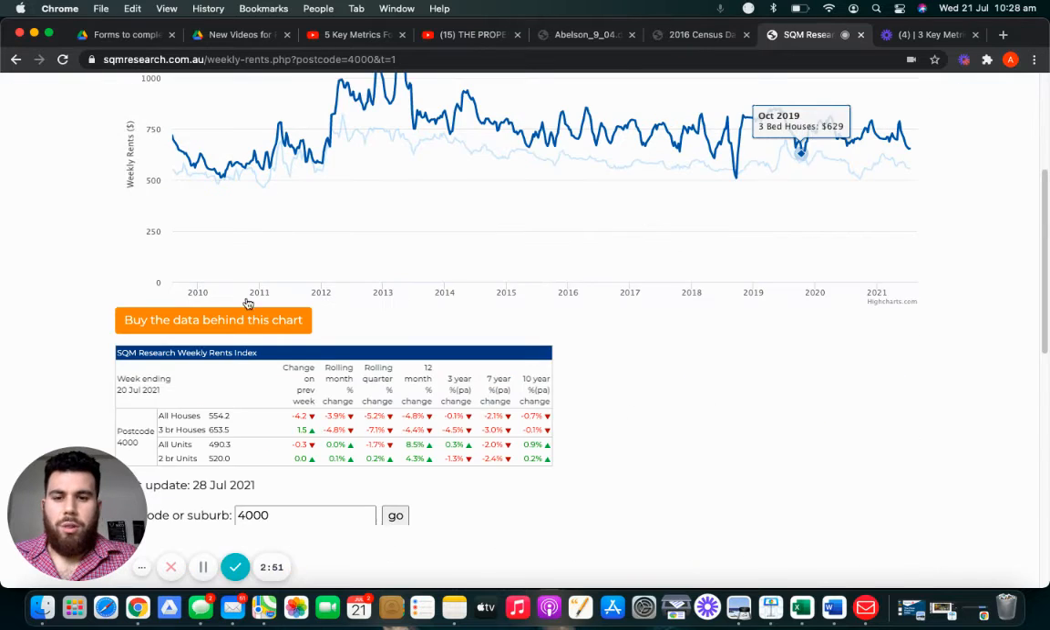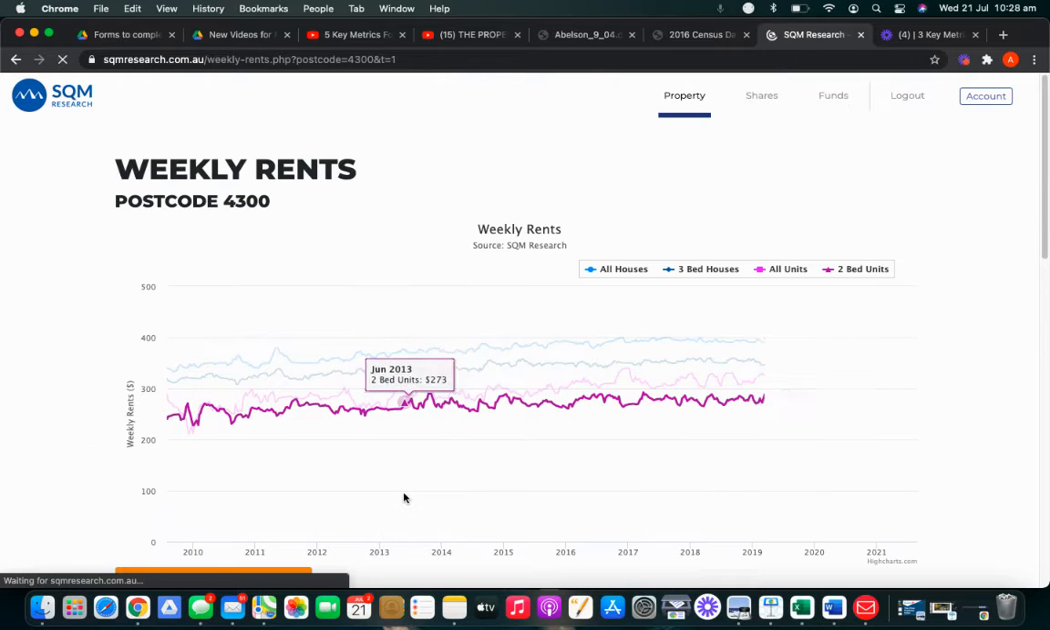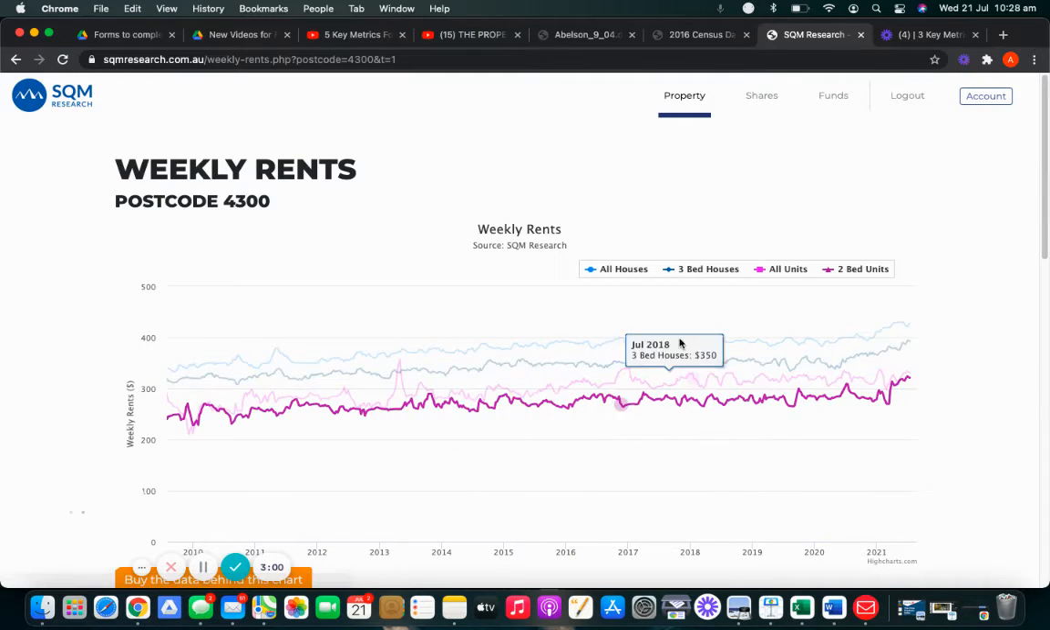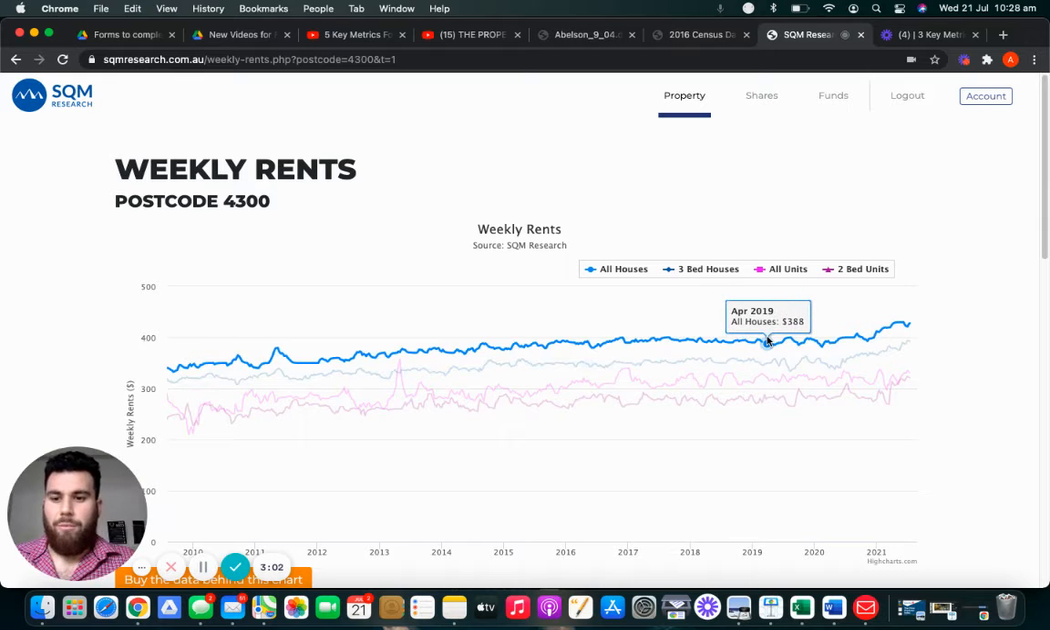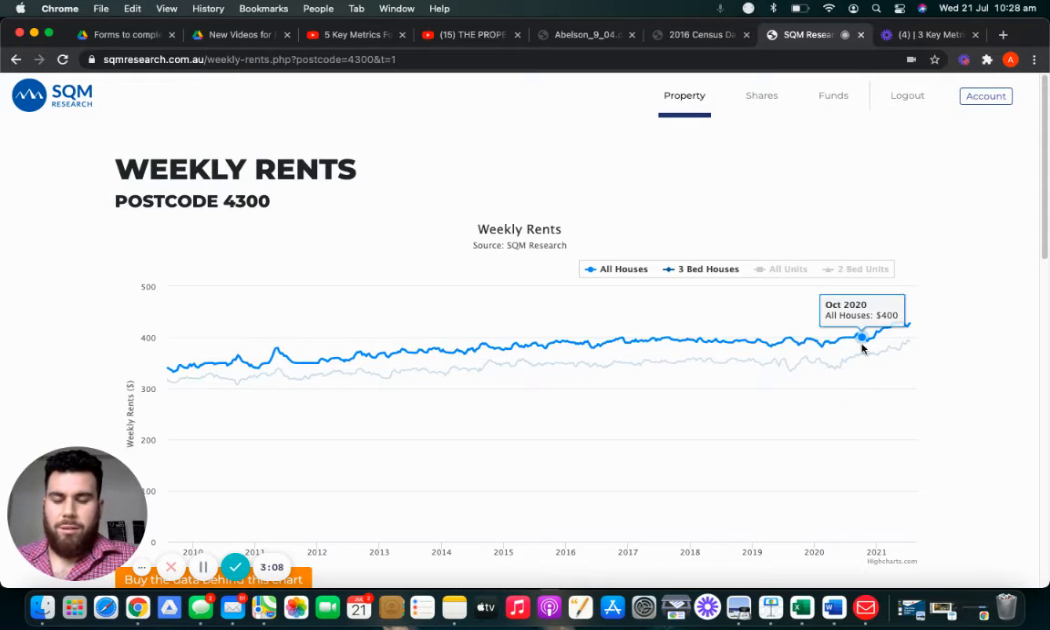Now, actually, you know what? Let me go back to Ipswich, because it's actually a more stable market, and it's a smaller LGA. The city of Brisbane is quite big, so the figures are going to be all over the place. Ipswich is a smaller area, 15 to 19 kilometres out from the CBD.